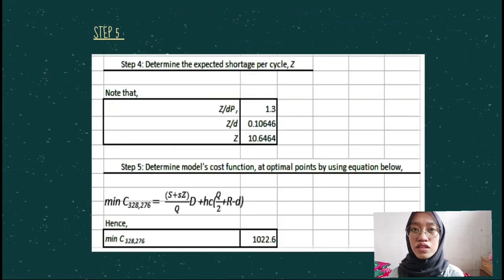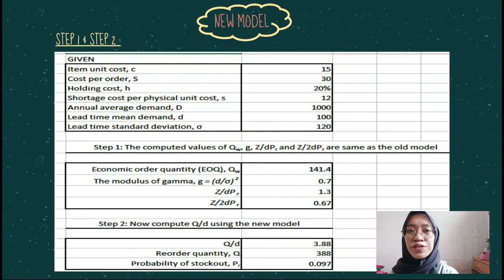Finally, we determine the old model cost function at the optimal point by using the equation given and got 1022.6 for 328 reorder quantity. Next, we are going to use an example with the old model to enable us to assess the performance of the new model.